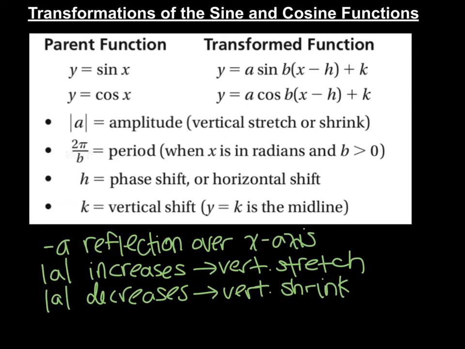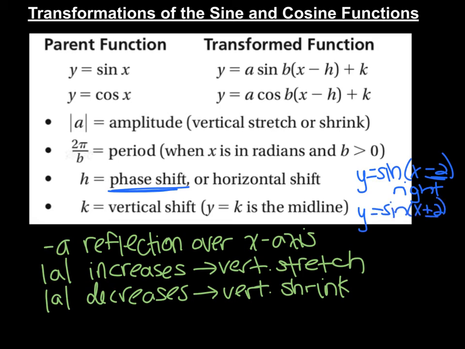Now, when looking at the h value, the horizontal translation, which we're talking about a phase shift here, it's important to understand that vocabulary. A phase shift, when I have something like, let's say, y equals the sine of x minus 2, minus is going to mean that it's moving right. If it were the sine of x plus 2, plus is going to mean that it's moving left.